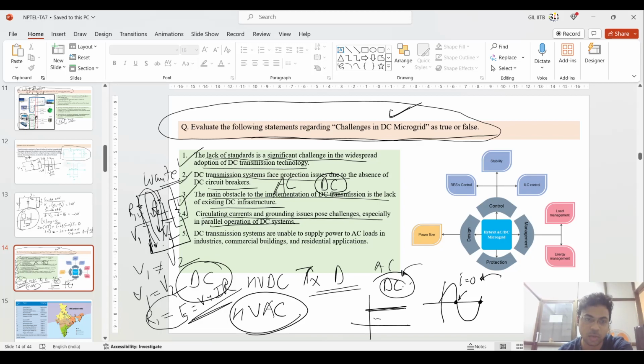That is also an issue, and also the grounding. Grounding is also a major problem, because if you are making this DC distribution system, you need a wire to take this current back.